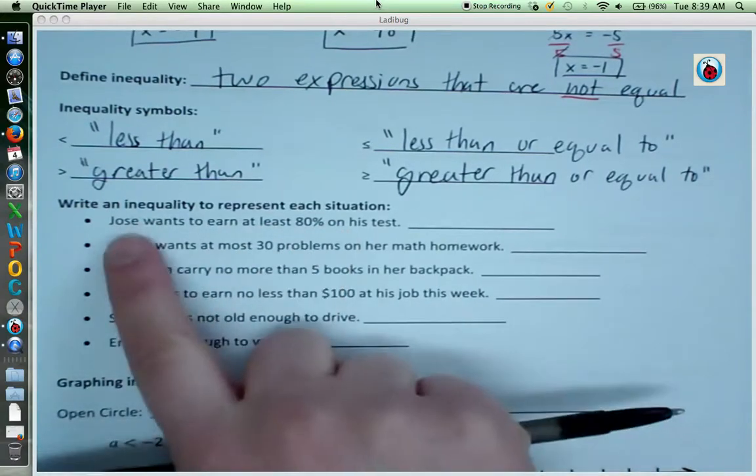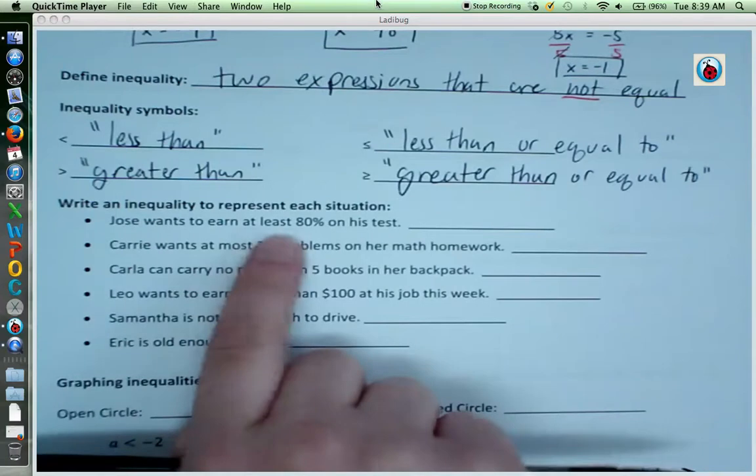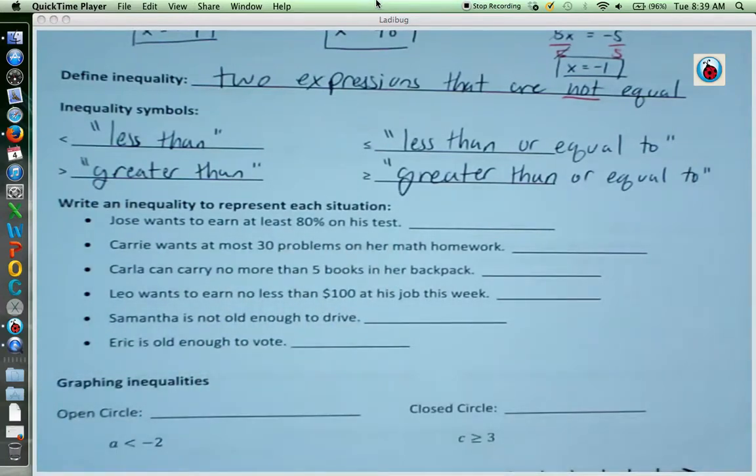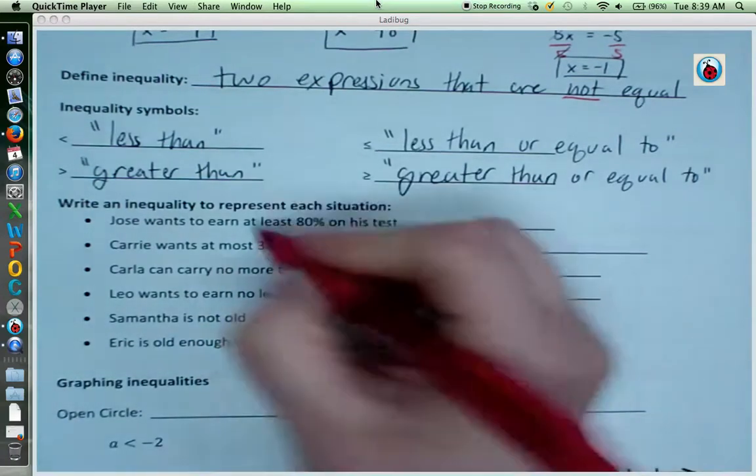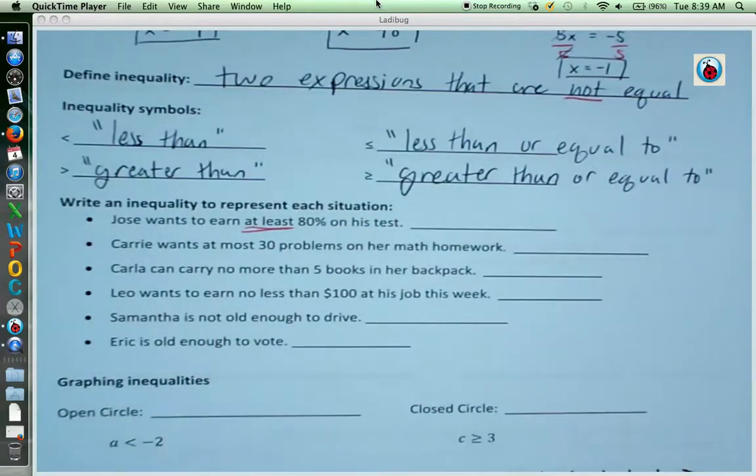So here's a situation. Jose wants to earn at least 80% on his test. At least is the key phrase there. At least 80%. That tells me that Jose would be fine with getting 85%. He'd be fine with getting 90%. He's happy to get a grade better than 80%, but he does not want a grade that's going to be lower than 80%. He would not be happy with a 75 or a 60%. That would not be good enough. He wants at least 80%.